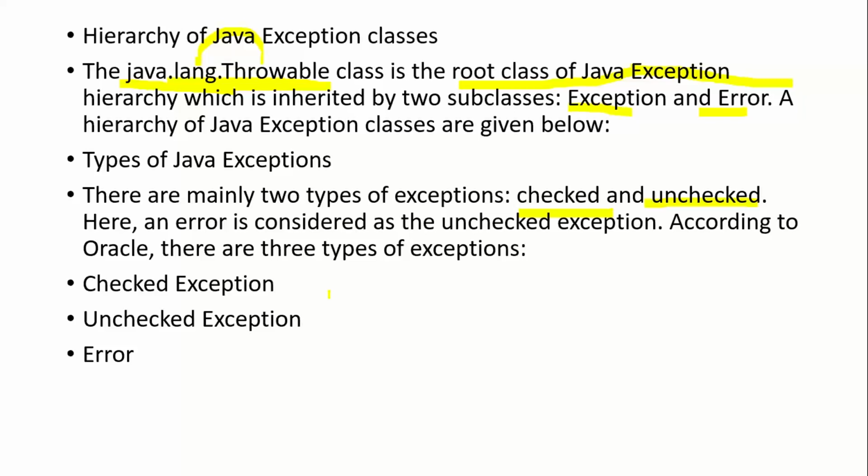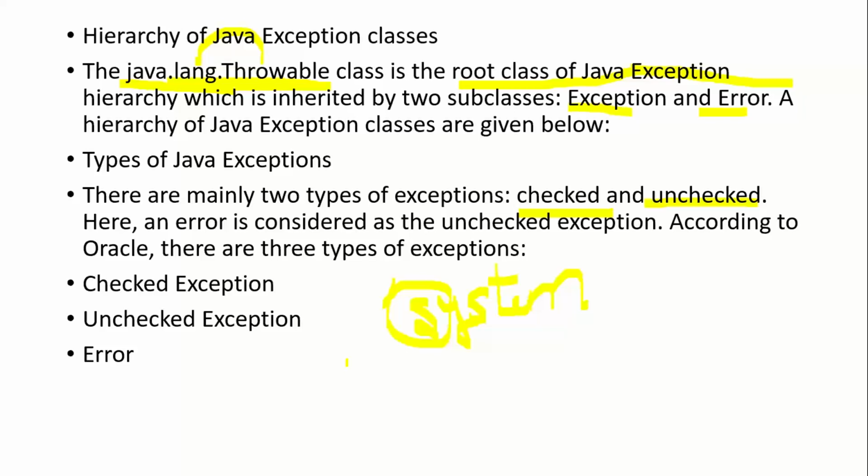For example, if you are writing System.out.println and you write system with a small s, but actually System is a class, so the class name should start with a capital letter. It will show you an error. That is a checked exception. These will be shown to you at compile time itself, so they are called checked exceptions.